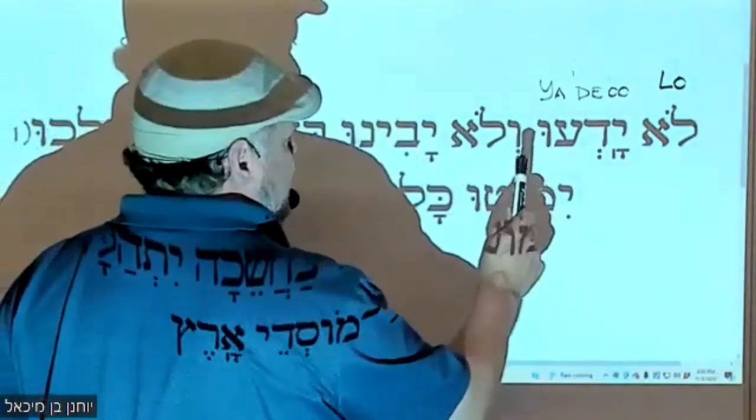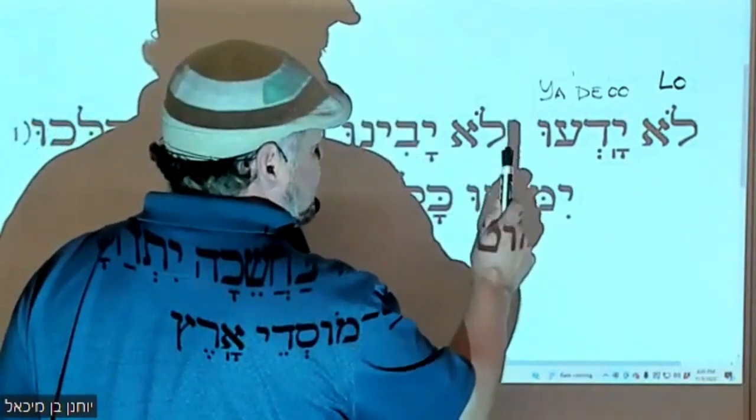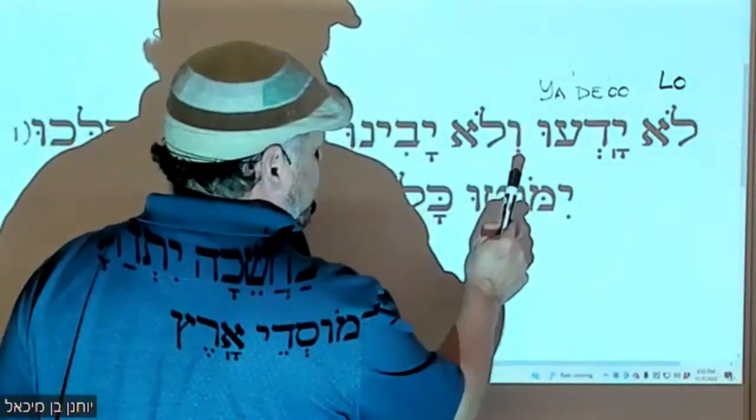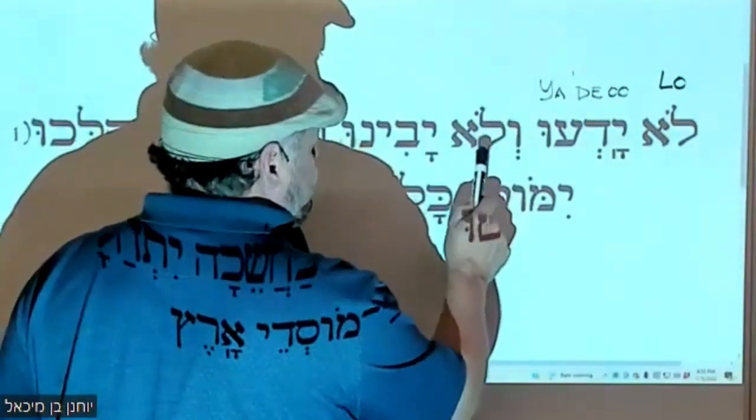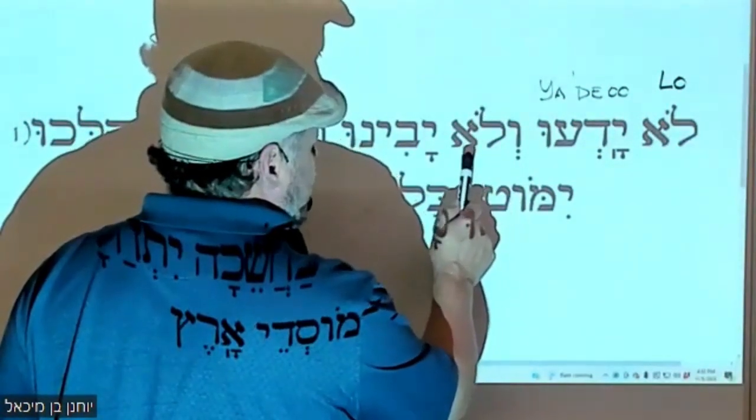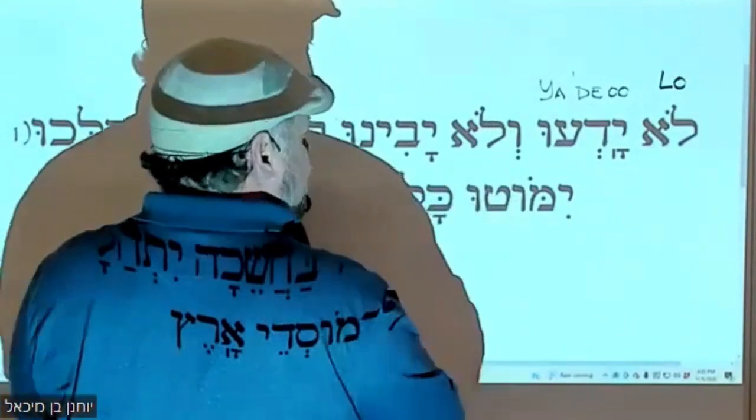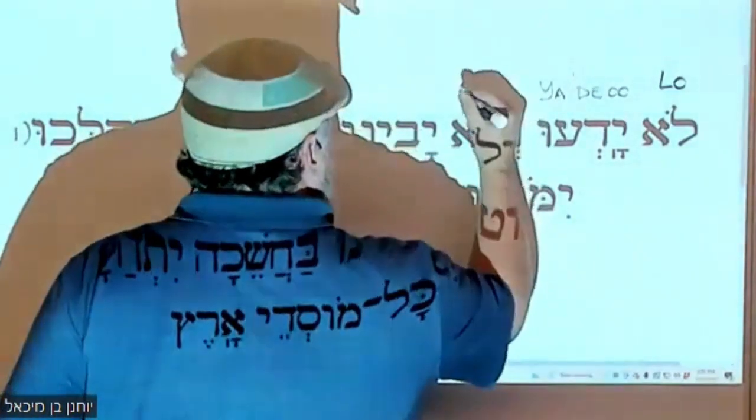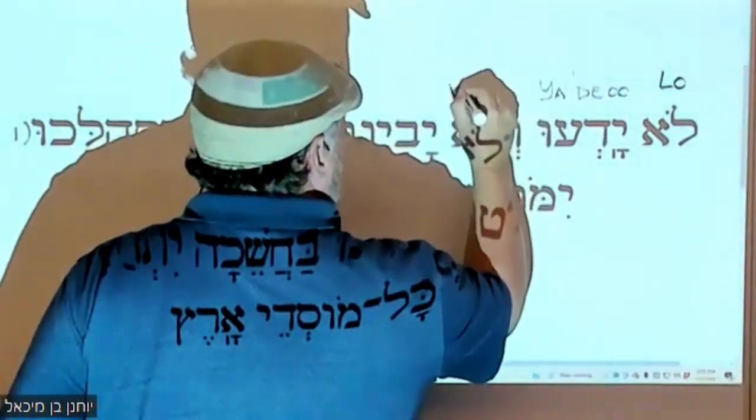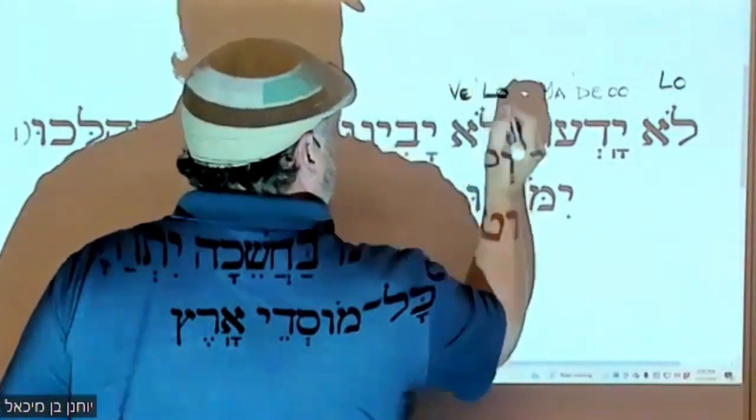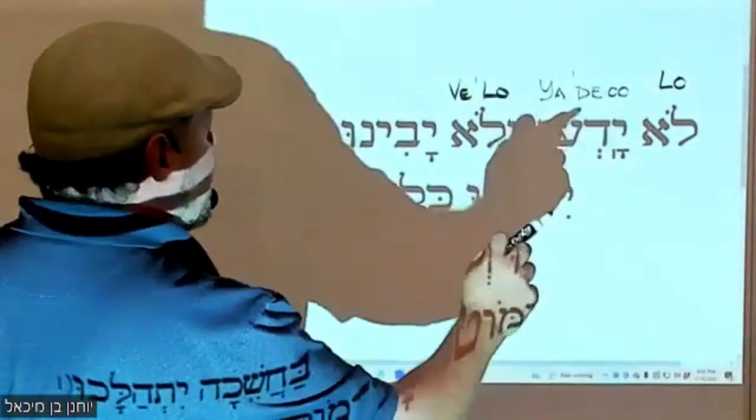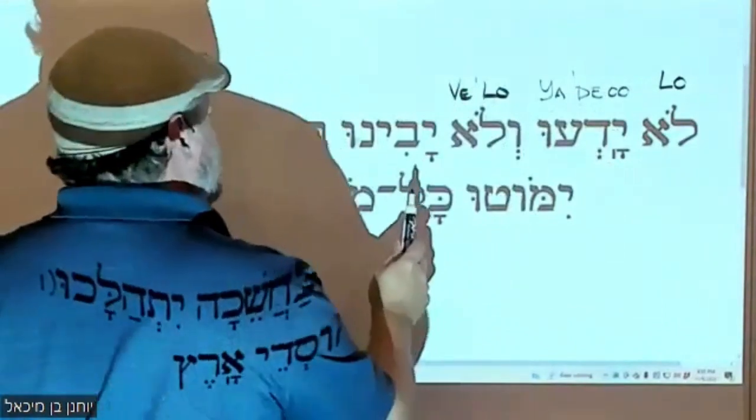All right, so we have a wa or a V sound here with a quick E. Ve. And then, of course, we know lamed pointed cholem with aleph, lo. All right, so velo. So ve, lo. All right, so lo yadeu velo. What's our next word?